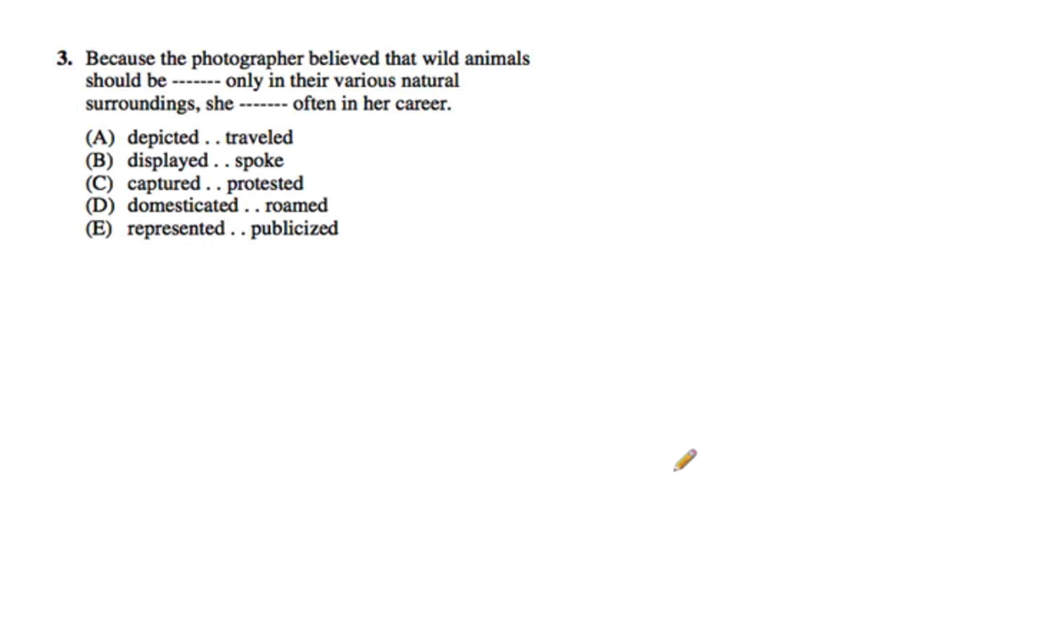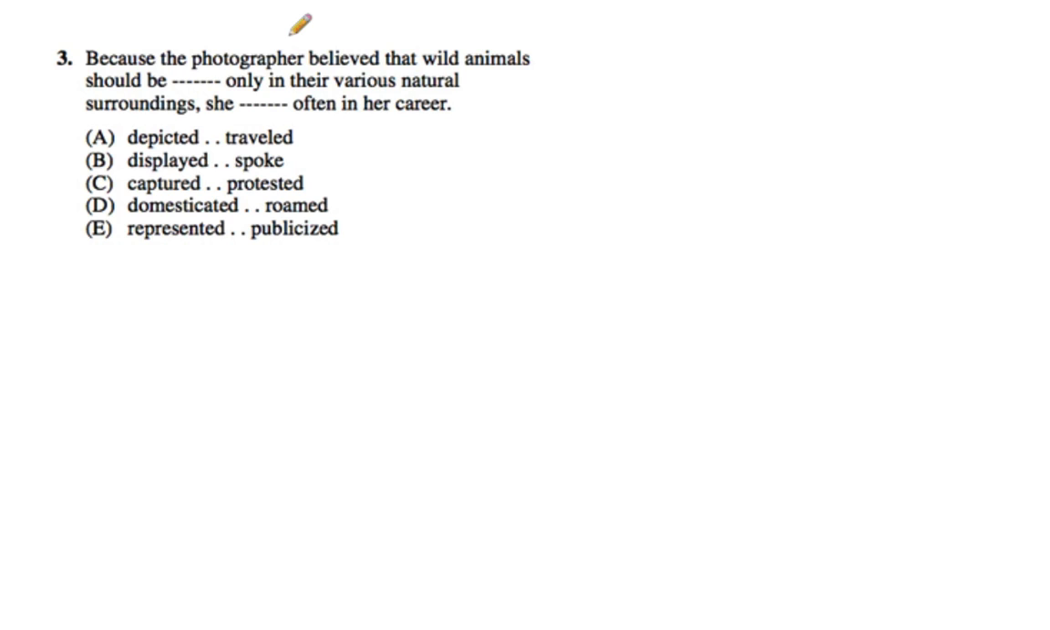All right, question number 3. Because the photographer believed that wild animals should be blank only in their various natural surroundings, she blank often in her career. Now, the sentence has 2 blanks, and we're going to work 1 blank at a time, if we can. Once in a while, there's a rare 2-blank sentence where you have to work both blanks together, but usually not. We're going to say which one is easier to work. And here, I think it's the first one.